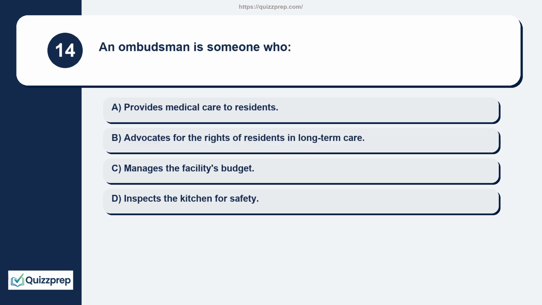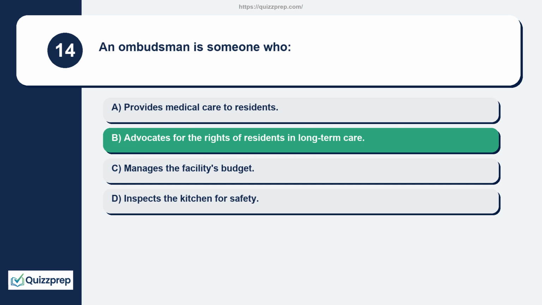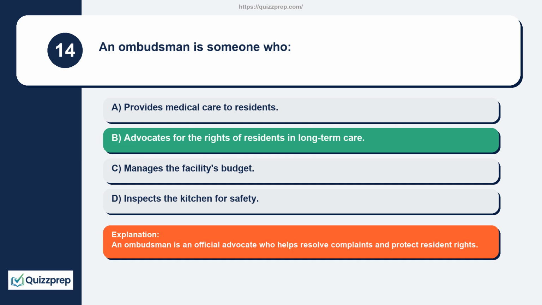Question 14. An ombudsman is someone who provides medical care to residents, advocates for the rights of residents in long-term care, manages the facility's budget, inspects the kitchen for safety. An ombudsman is an official advocate who helps resolve complaints and protect resident rights.